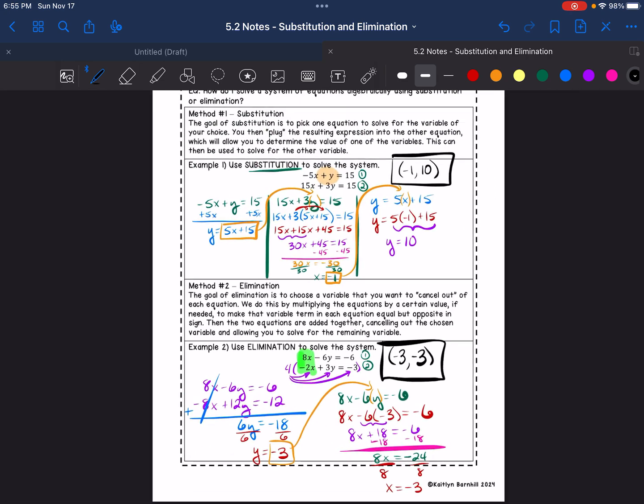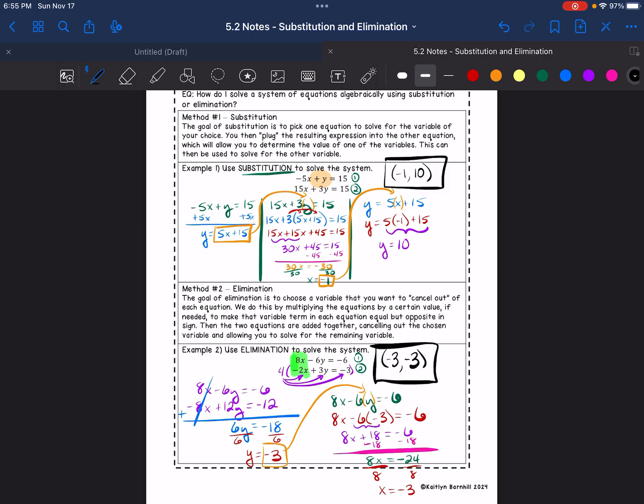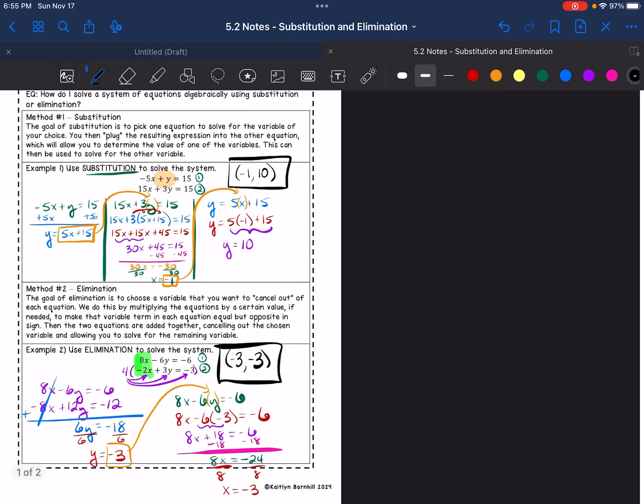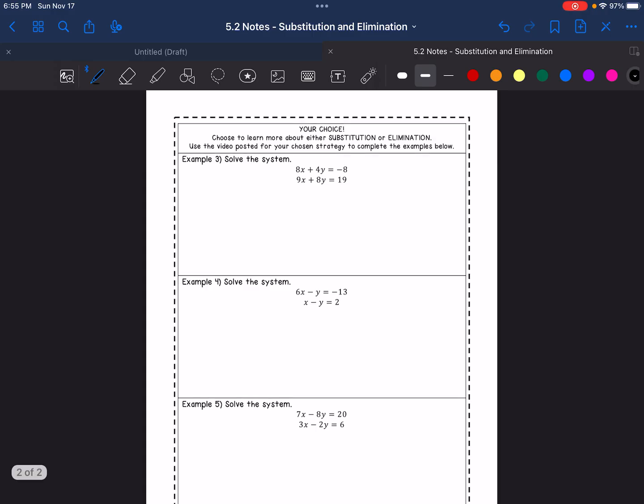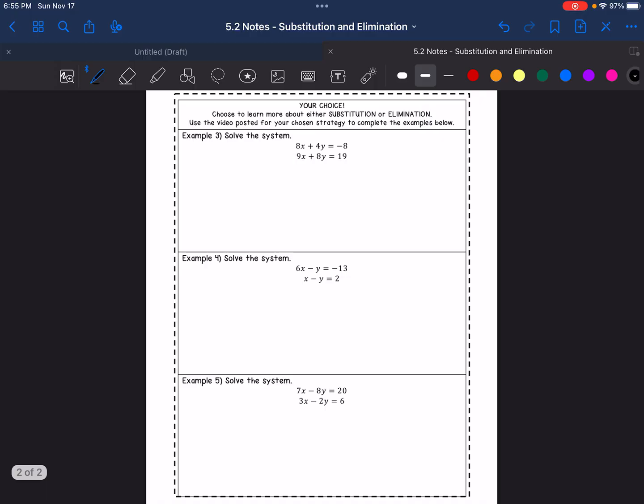All right, so what you're going to do now is decide which one of these you think you'll like the most, all right? Which one makes the most sense to you. And so you're going to pick either substitution or elimination. And then you're going to click on that video that's attached to the same assignment as this one. And you're going to pick either substitution or elimination. And you're going to complete the last 3 examples.